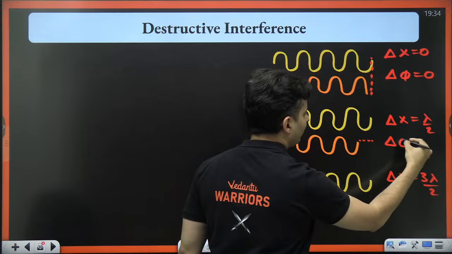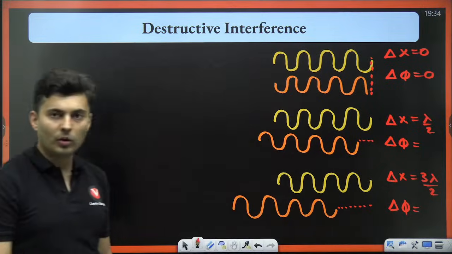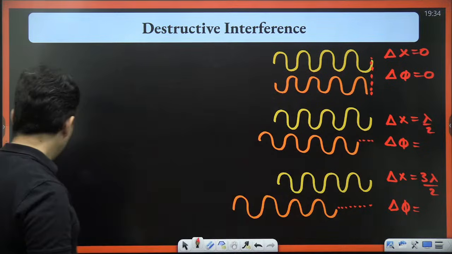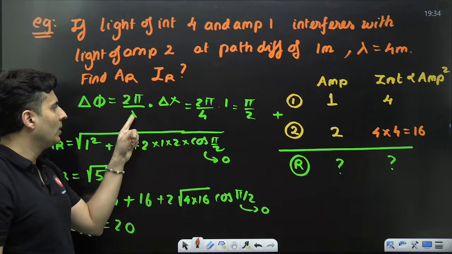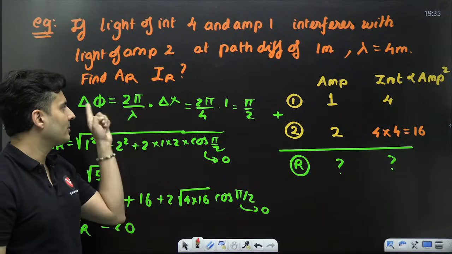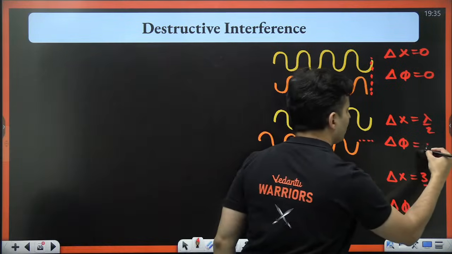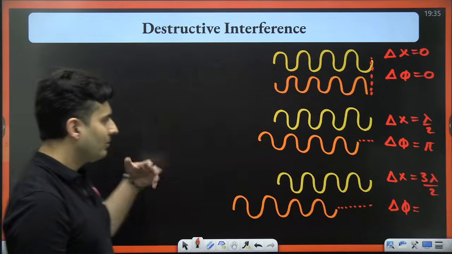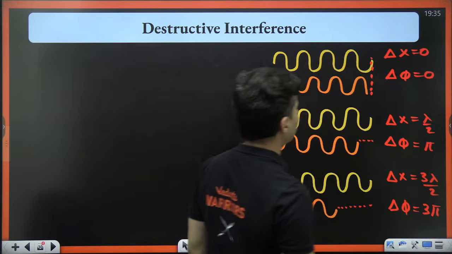If you talk about the phase differences here, observe carefully. If you put delta x as lambda by 2, what will happen? Lambda cancels, 2 cancels, del phi will become pi. So this will become pi radians. If you put it as 3 lambda by 2, then it will become 3 pi radians.